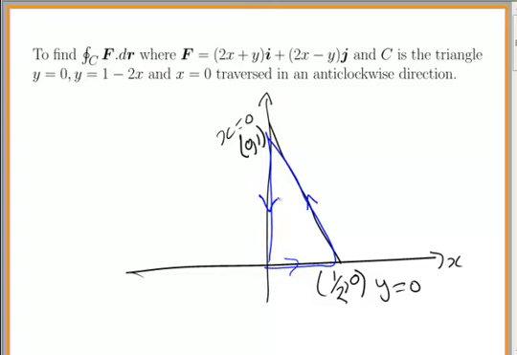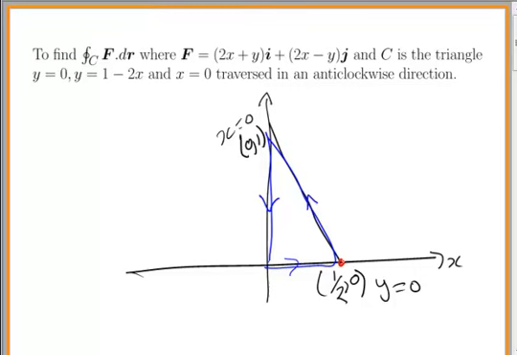indicate the anti-clockwise direction. Now, what do we mean by the vector field? Well, by the vector field we mean that at each point in the plane there's a vector whose i component is 2x plus y and whose j component is 2x minus y. Let's see what that means for a couple of points.